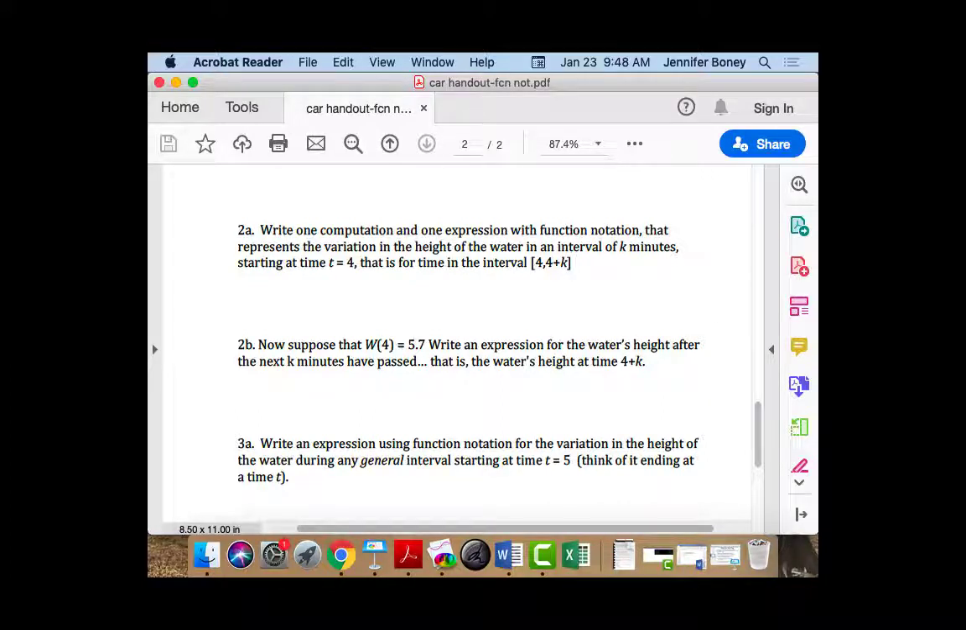And then for part B, suppose that w of 4 is 5.7. Write an expression for the water's height after the next k minutes have passed.